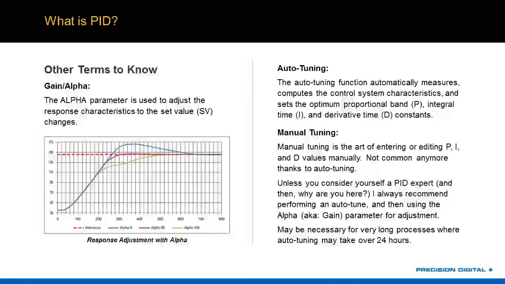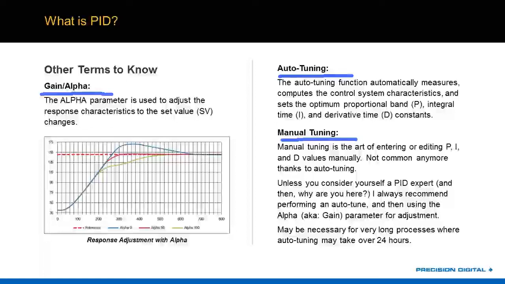There's other terms you should know as well to work with PID. There's a gain or an alpha parameter that you see a lot of the time on PID controllers. There's also auto-tuning and manual tuning. So I'm actually going to go through these backwards a little bit. I think it's a little easier to understand.